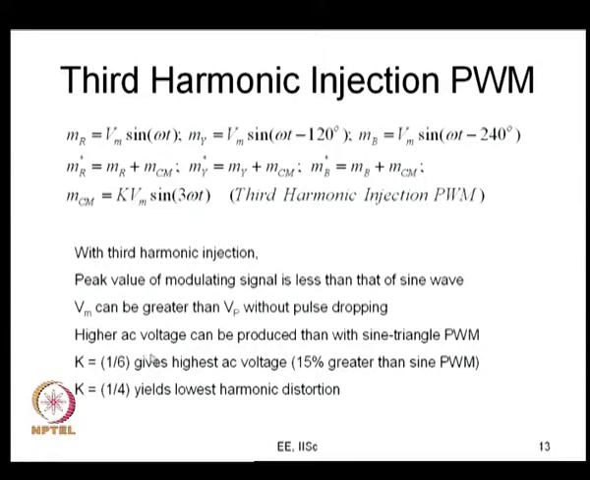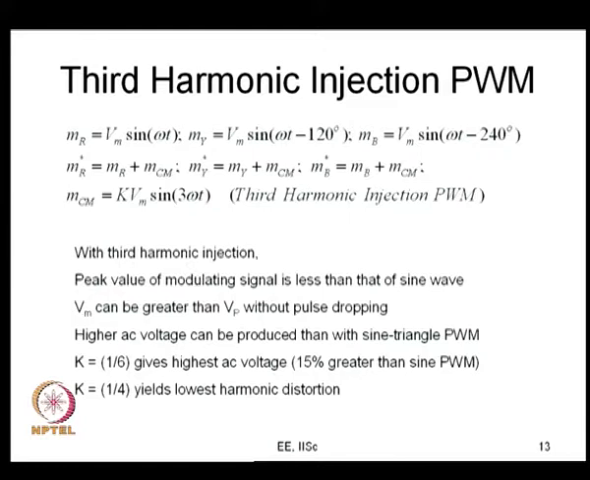So, Vm can be greater than Vp. So, you can produce higher AC voltage with this than what you can produce with sine triangle PWM, and k equal to 1 by 6 gives the highest possible value, that is in this case Vm can be 2 by root 3 times Vp. So, 2 by root 3 is something like 1.15 roughly, and so you can get 15% greater sine AC voltage than sine triangle PWM with the same inverter having the same DC bus voltage.